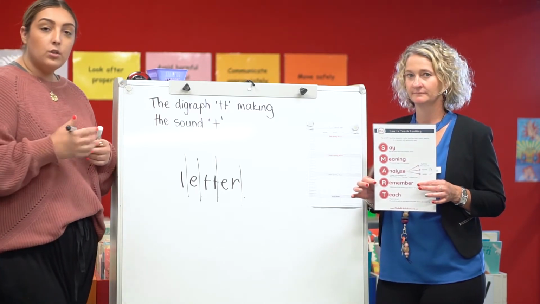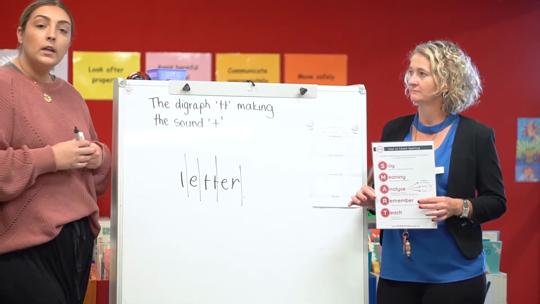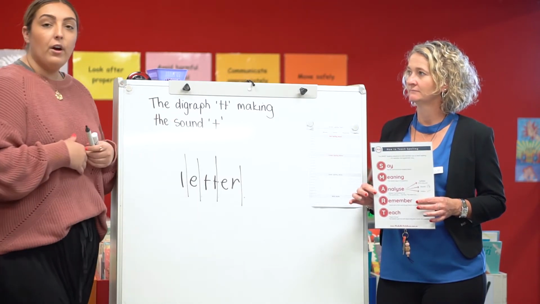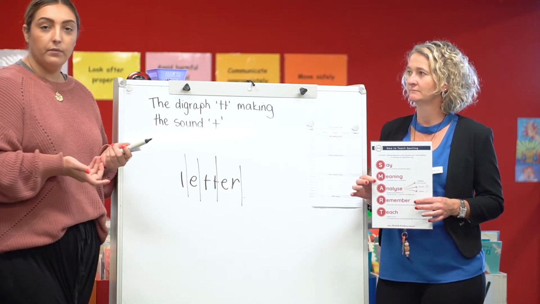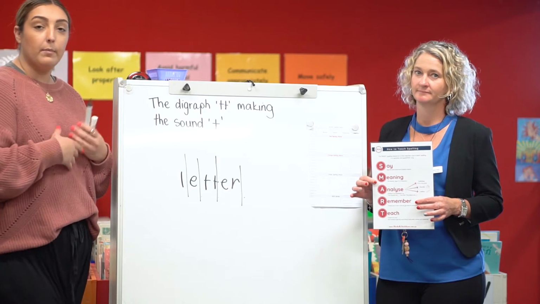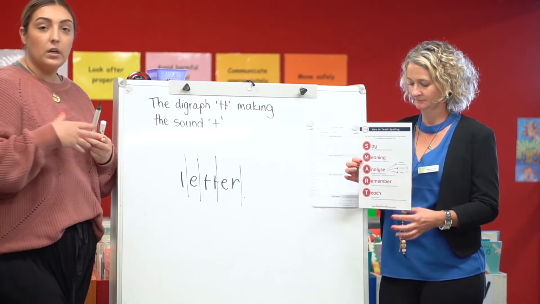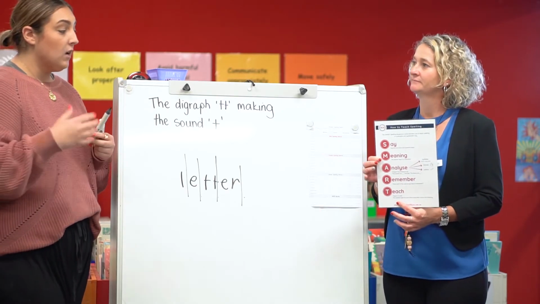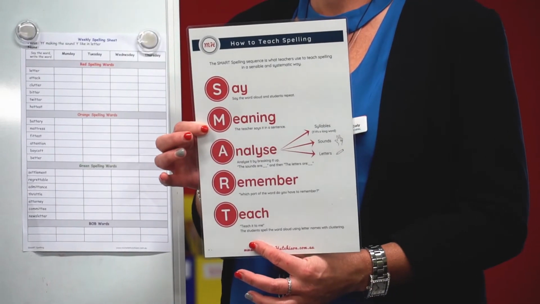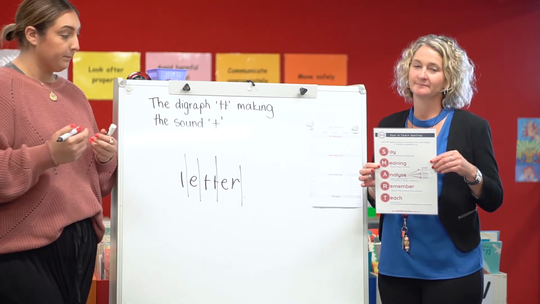Then I would ask the students what is the tricky part that they need to remember in the word letter, and they would then respond with the digraph TT making the sound T. For some the tricky part might be another part of the word as well, and that's okay. And then we get the students to teach it. So this could be done with them saying it back to me, or a turn and talk where they face a partner and say the letters in the word and teach it to a partner.